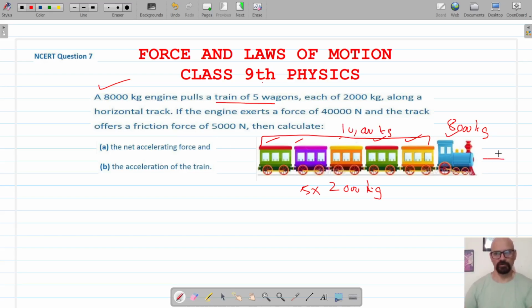Now they are moving along the horizontal track. Train engine pulls in this direction, and the force of friction is in opposite direction, which is 5,000 Newton. And engine exerts a force of 35,000 Newton. We have to find the net accelerating force. So the net accelerating force would be the difference of these two.